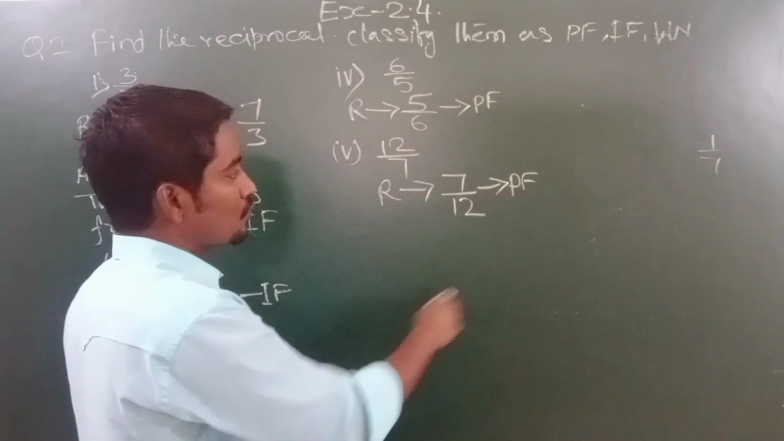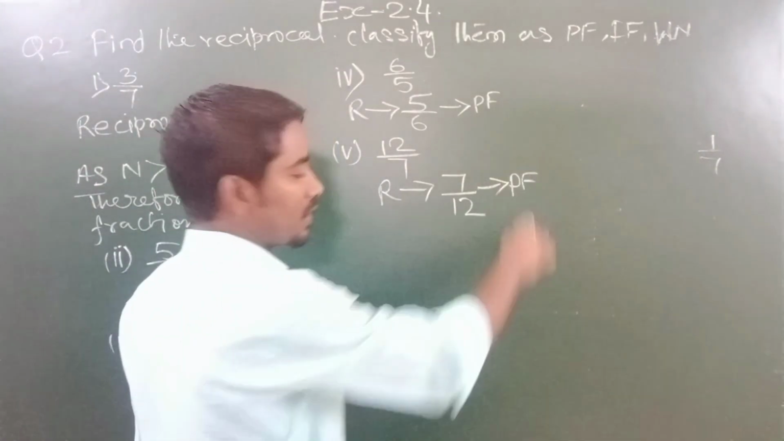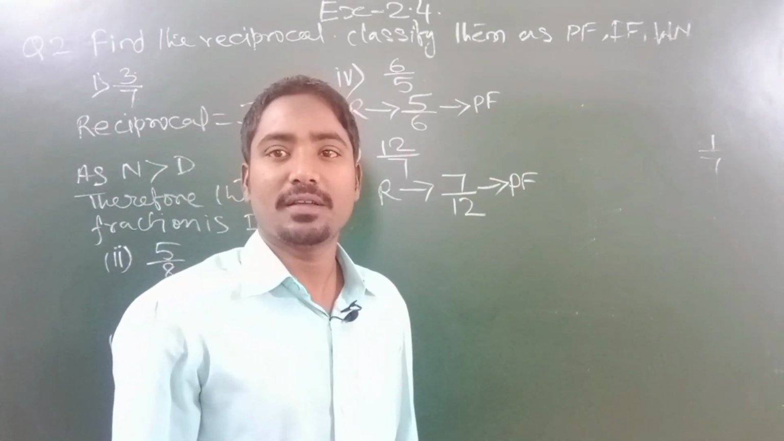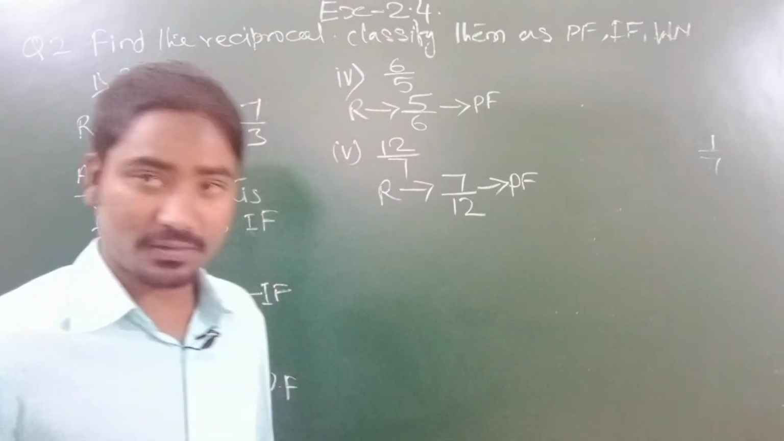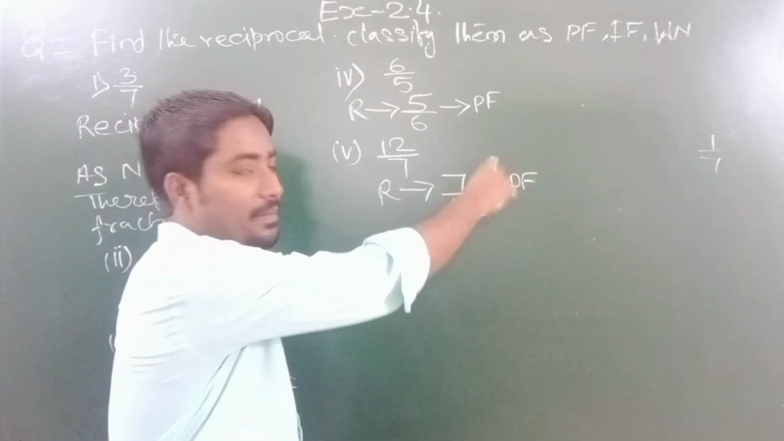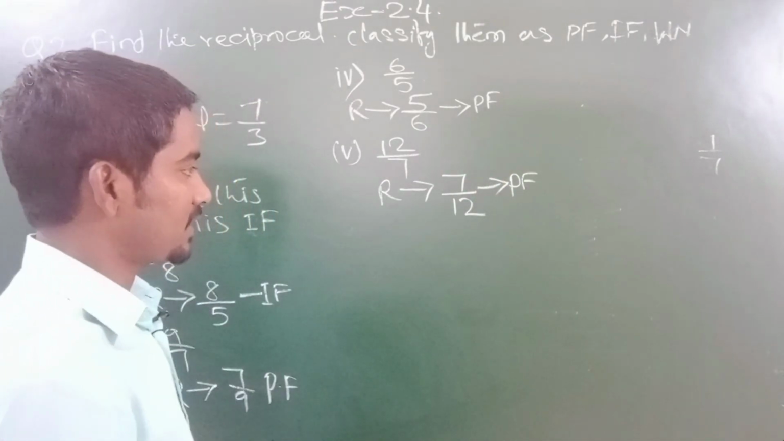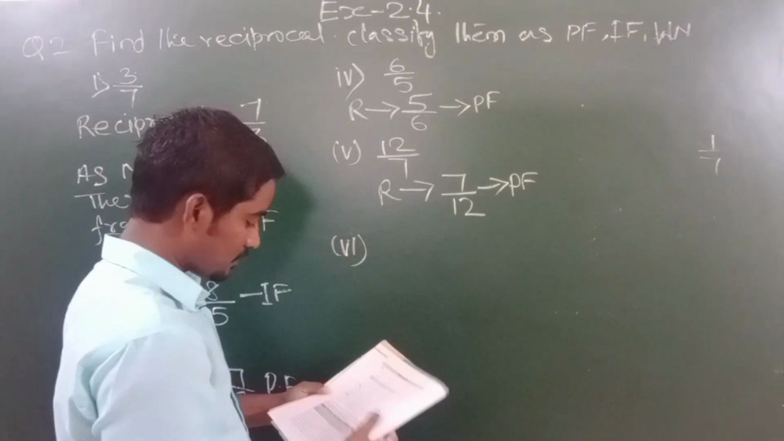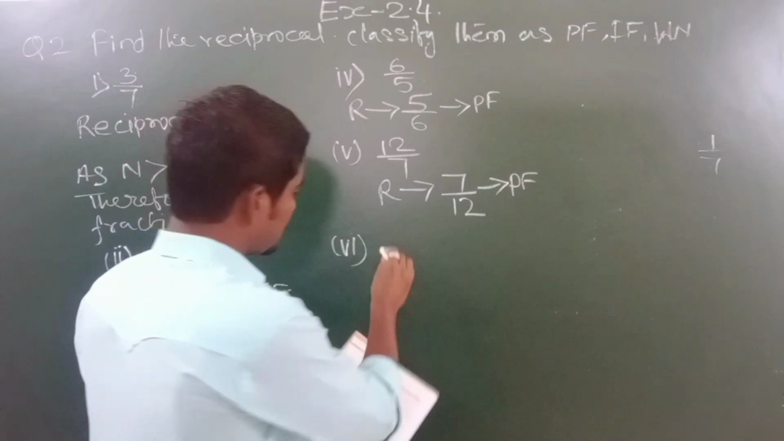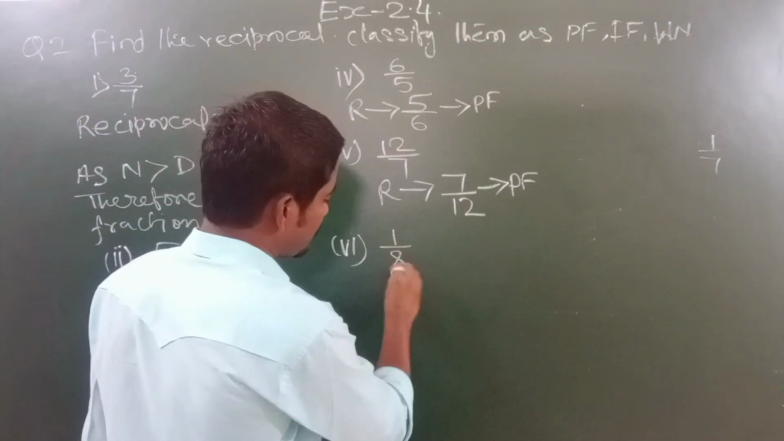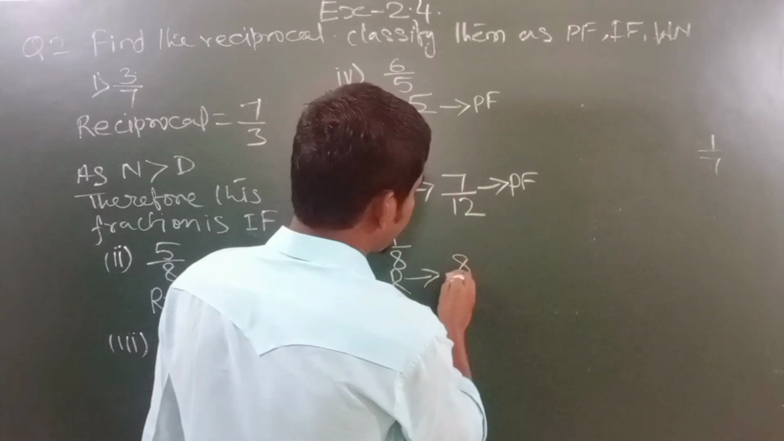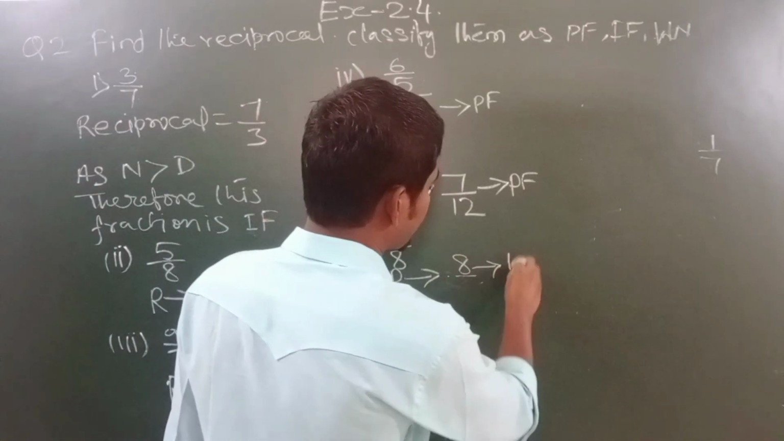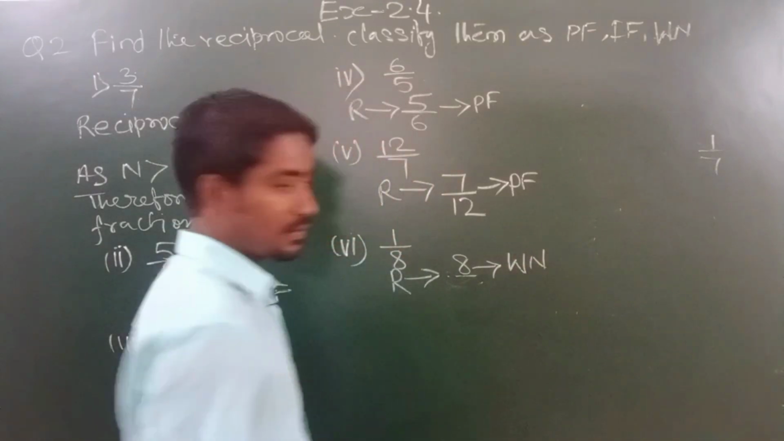You don't write like this, students. Again and again I am warning you, because your mathematics teacher will not recognize it and they will cut it. To save my time I am using PF, that is proper fraction. Now next, the sixth is 1 upon 8. If you find its reciprocal, it will be 8 upon 1, or simply you can write 8, and 8 is nothing but a whole number.